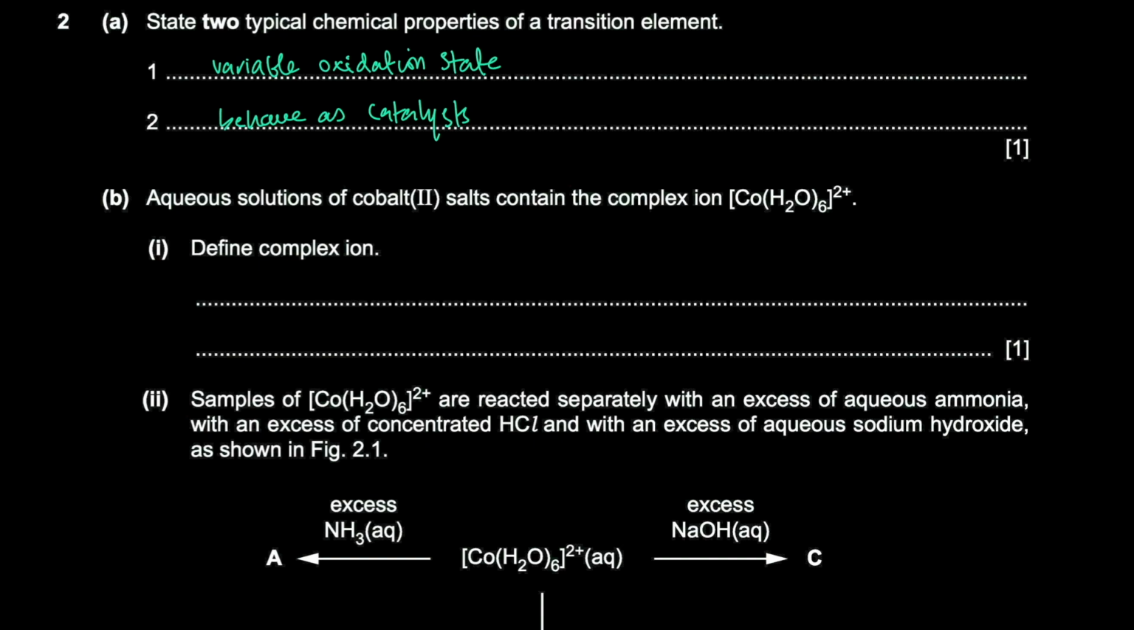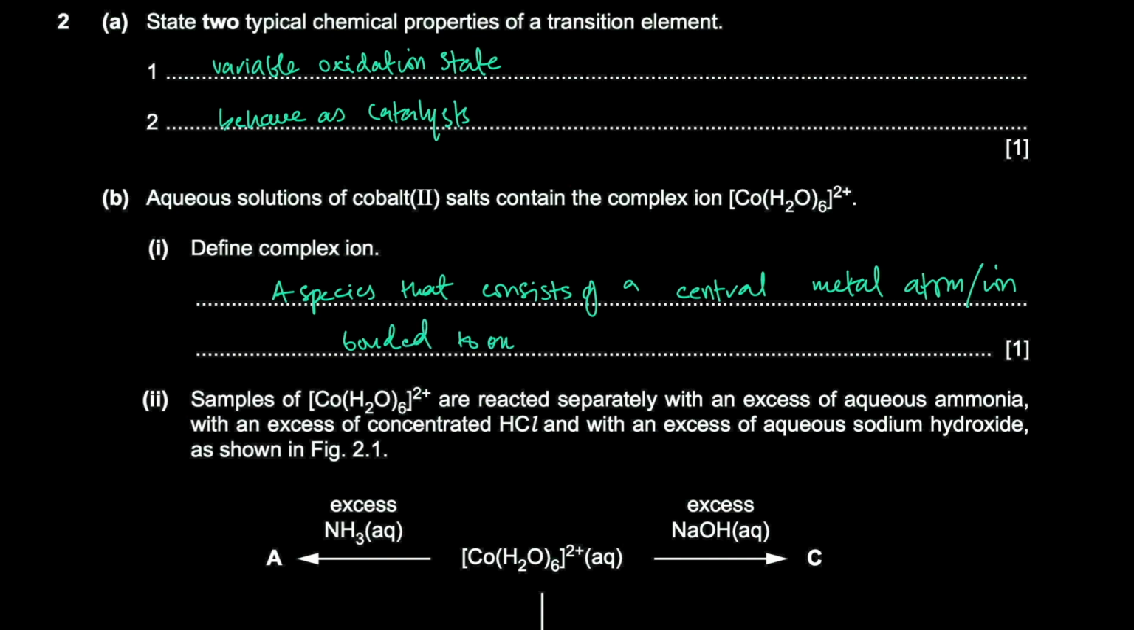And what's a complex ion? A complex ion is a species that consists of a central metal atom or ion bonded to one or more ligands.